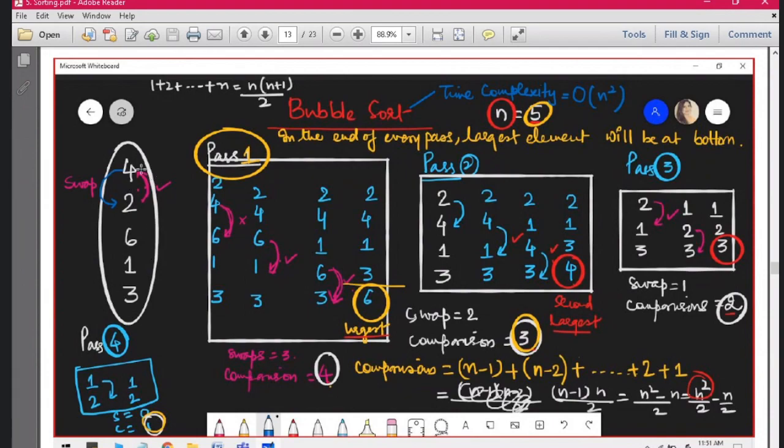Sorting technique they have asked in the exam. So we are given 4 2 6 1 3. N here is 5. We have 5 elements, right? And we need to apply the different passes.